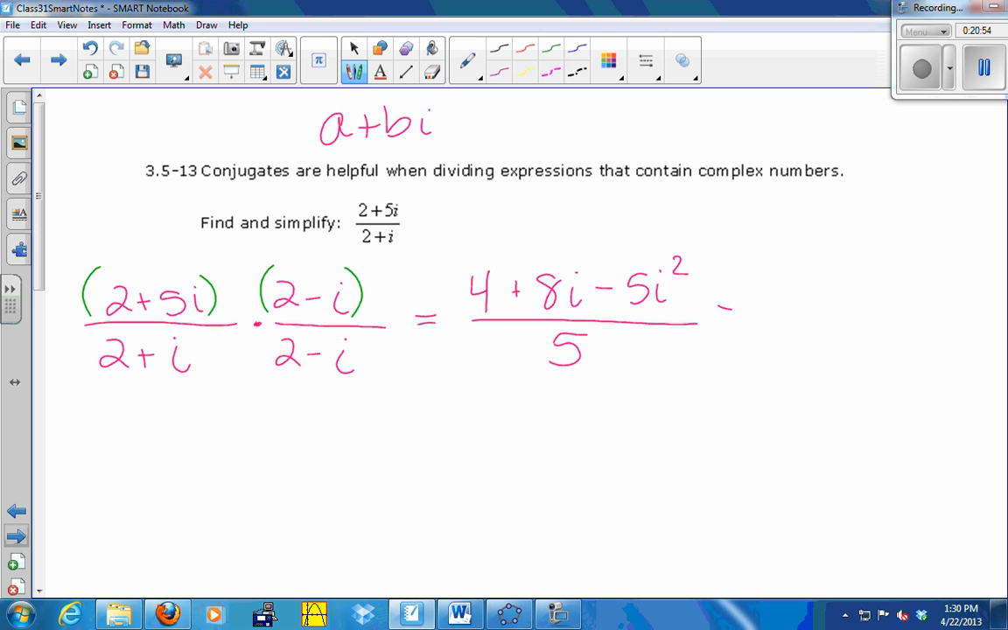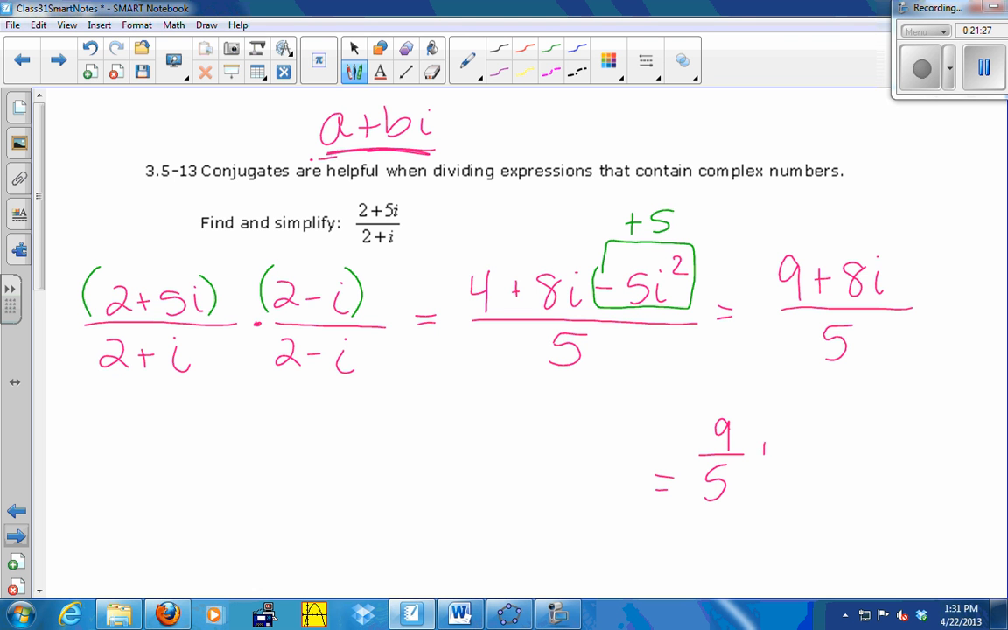And then just finish simplifying this numerator here. i squared is really negative 1. So this minus 5i squared really says plus 5. So I've got 4 plus 5 is 9 plus 8i over 5. And then my last little trick so that I can make it look just like this, standard form of a complex number, is to divide the 5 into both pieces of my fraction. So I'm going to have 9/5 plus 8/5 i.